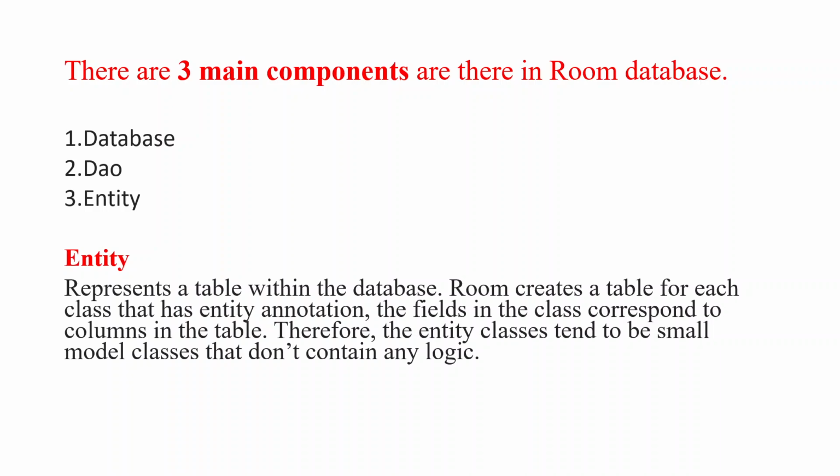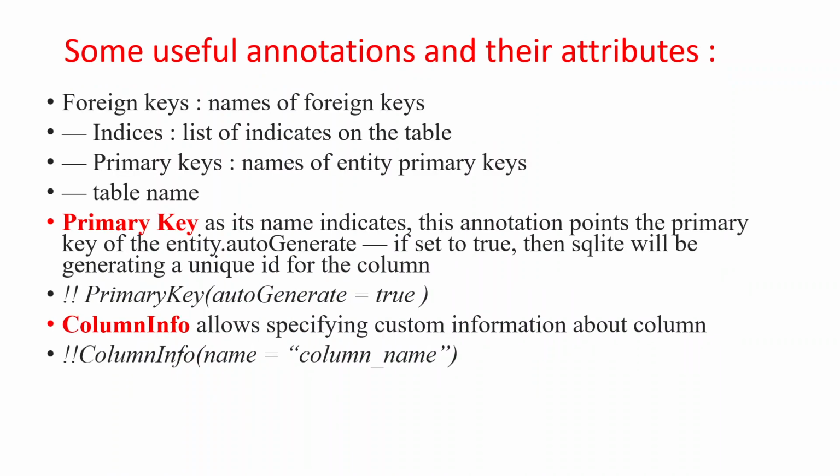Room creates a table for each class that has the Entity annotation. The fields in the class correspond to the columns in the table. Okay. Therefore, entity classes tend to be small model classes that don't contain any logic. So entity basically is a table. Okay. Now we move forward. Some useful annotations and their attributes: foreign keys, list of foreign keys, indices, list of indices on the table, primary keys, and table name.